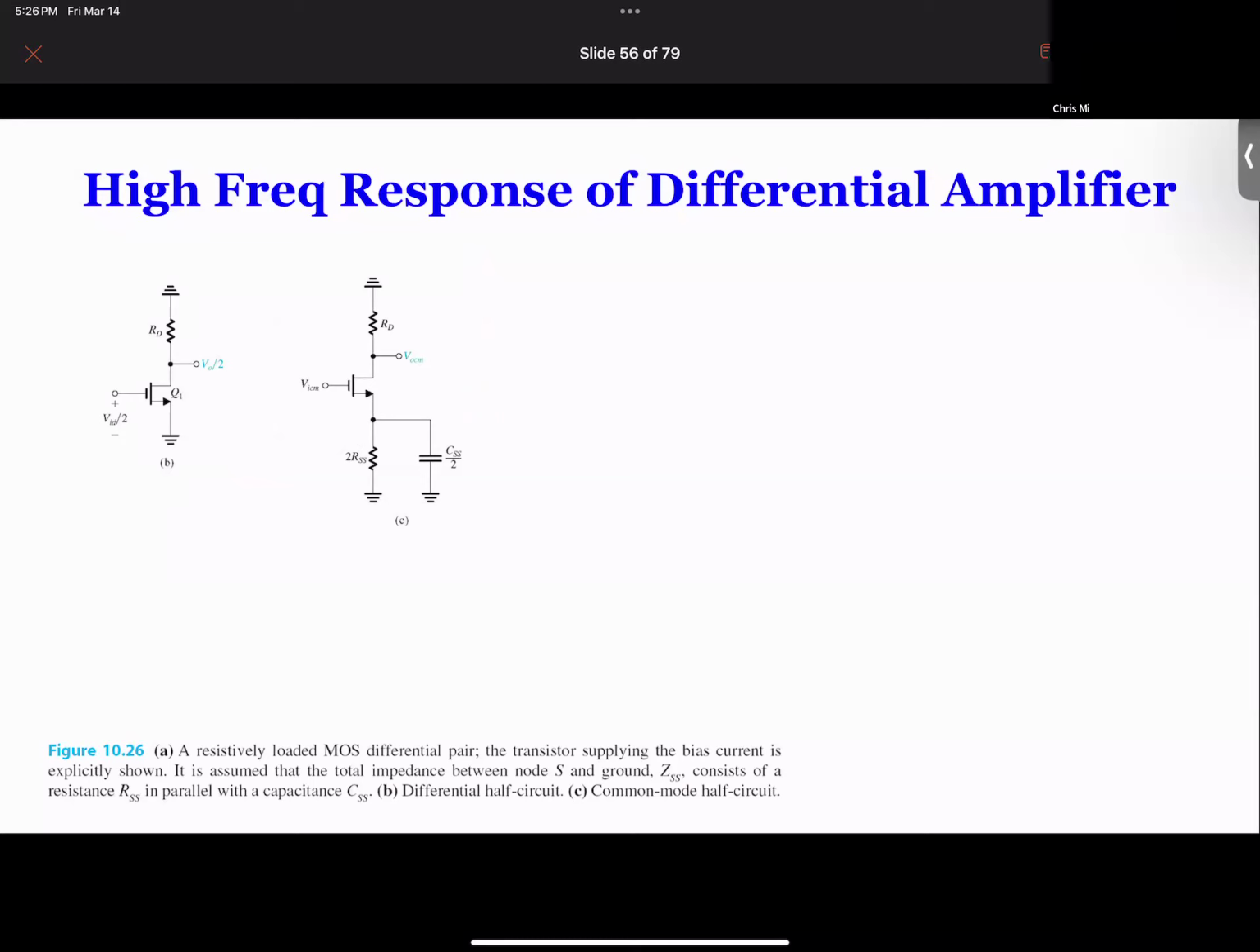And if you have this current source, well, your circuit is not 100% symmetrical, then you would have to consider the current and the resistance of the current source, which over here we split into two RSS. The total is one RSS, split into two, so two RSS. And then we have this CSS, which is equivalent to the capacitance of the current source. So now you have this circuit.